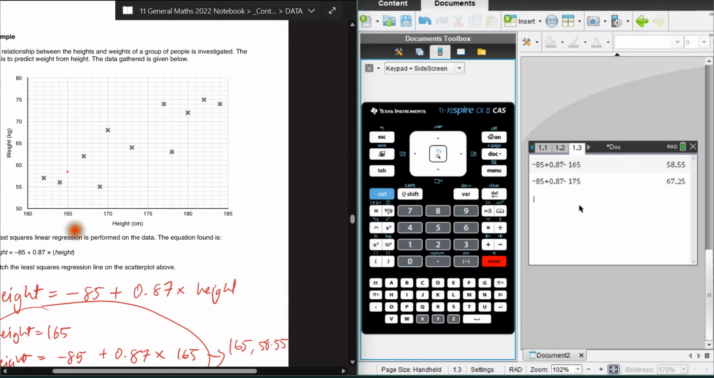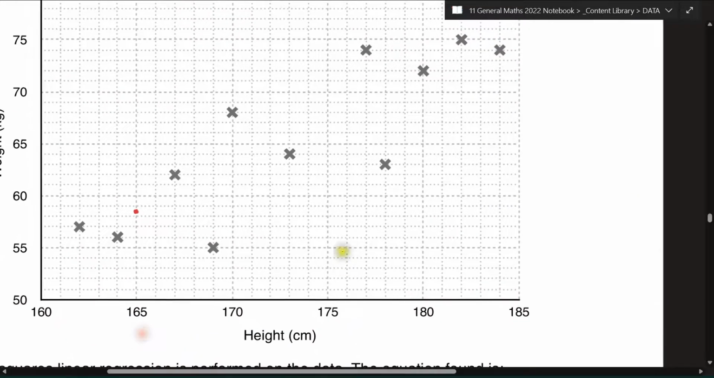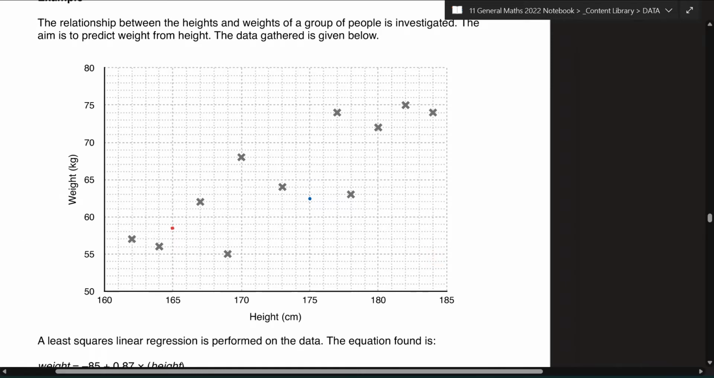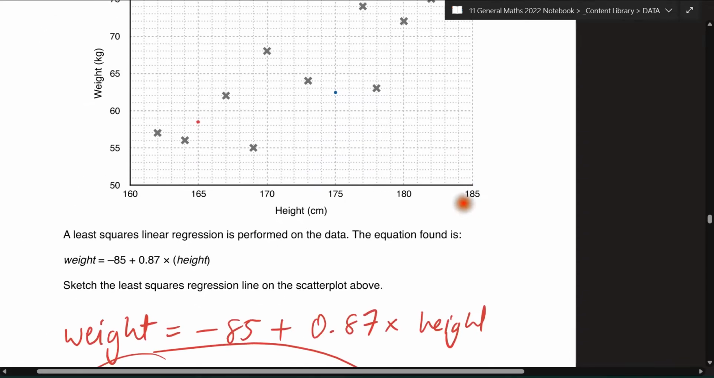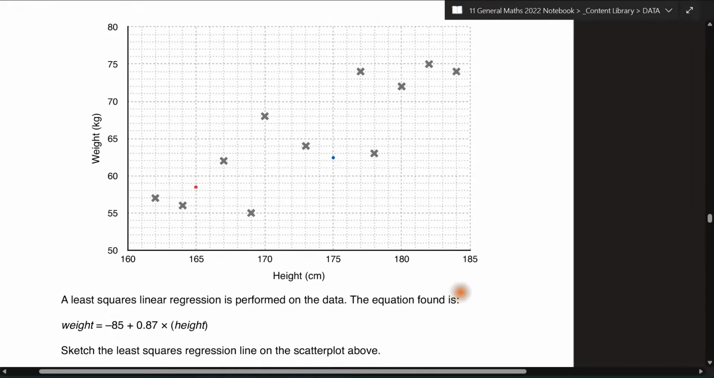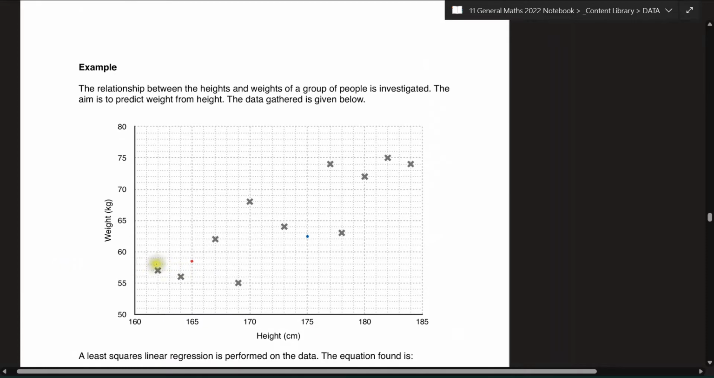So 175 is here, 62.25. Let's say it's about here. About there. Now I've got my two dots, which is great. And then from there, I can draw my line, and that should be all good. So with your two dots, all you've got to do from here is draw a line like that.